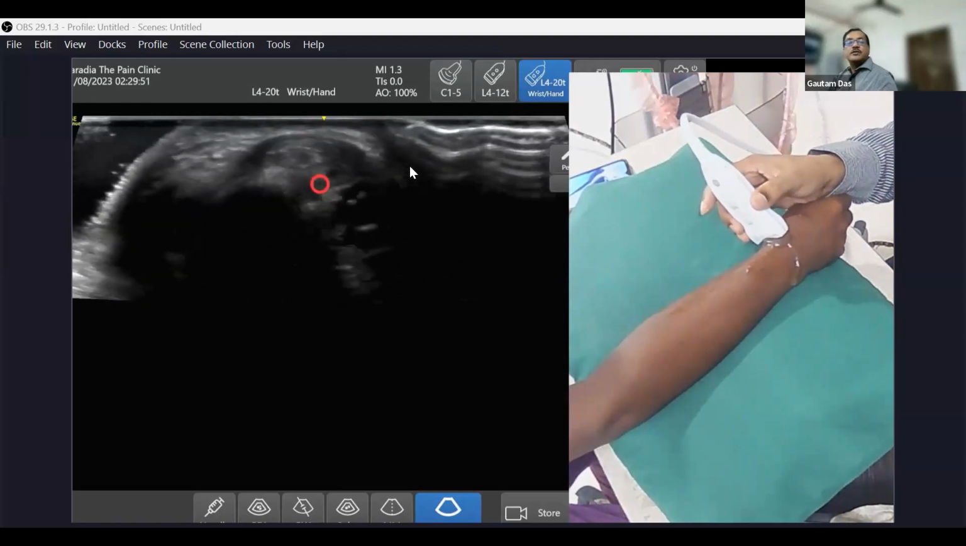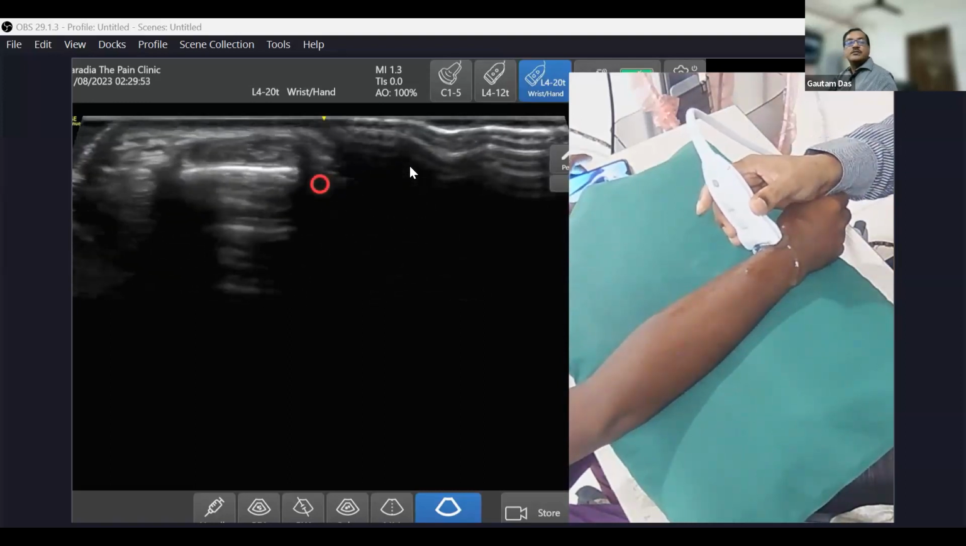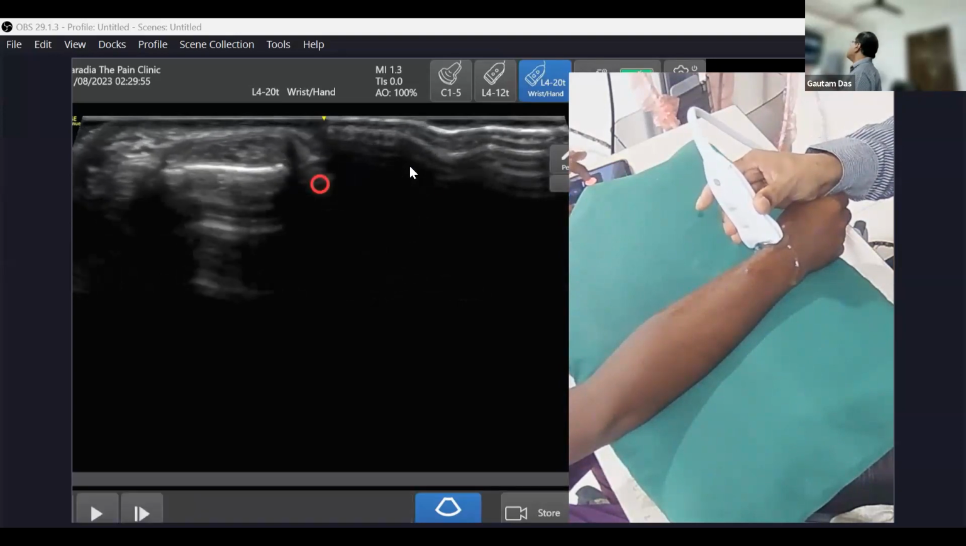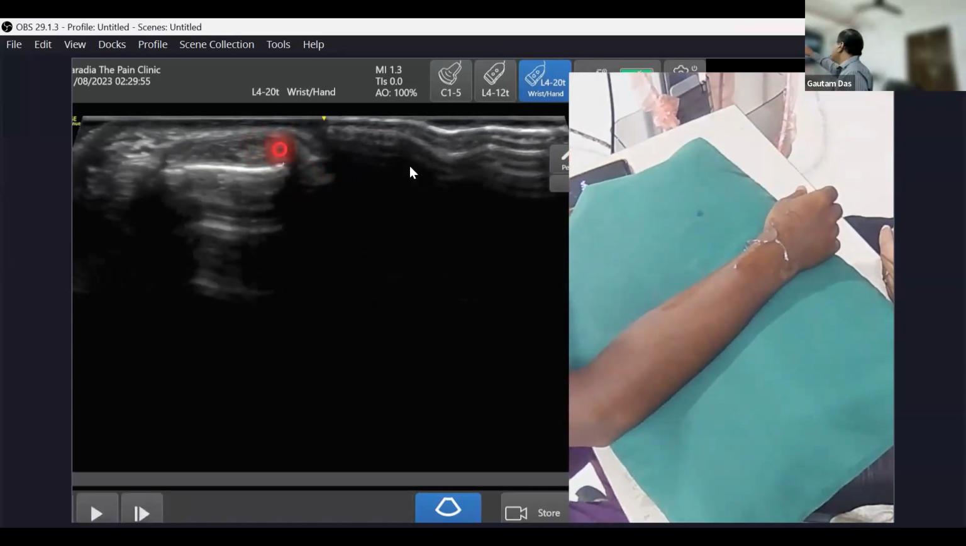So what you can see here, abductor pollicis longus and extensor pollicis brevis. And below that is your radius. And here you will be able to see that the radial artery is pulsating.